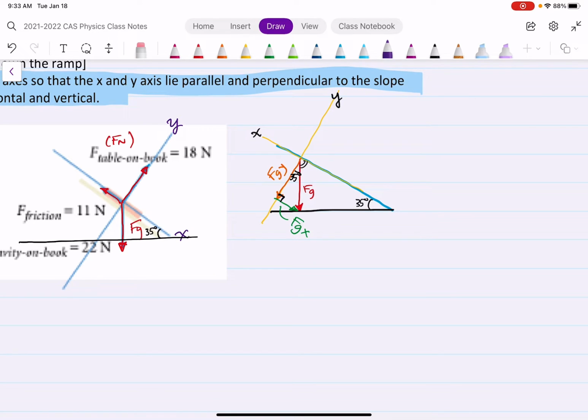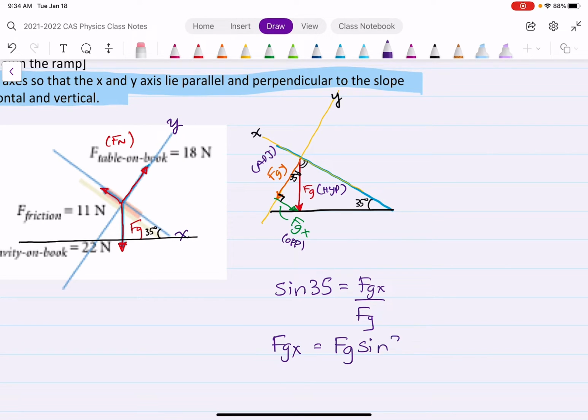If 35 degrees is my angle, this is the opposite, this is the hypotenuse, and this is the adjacent. Using that, I want to find FGX, which is opposite the 35. So sine 35 equals opposite over hypotenuse, which is FGX over FG. Solving for FGX, it's equal to FG sine of 35.